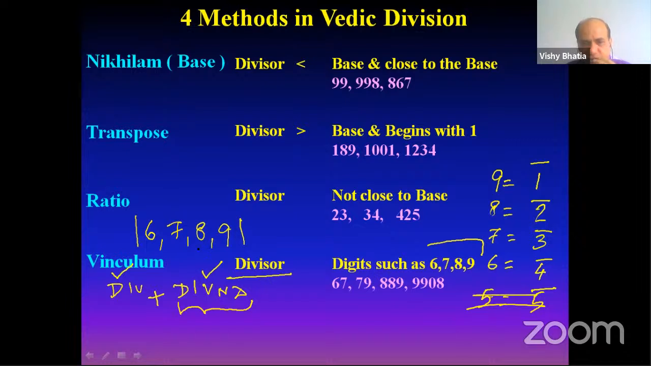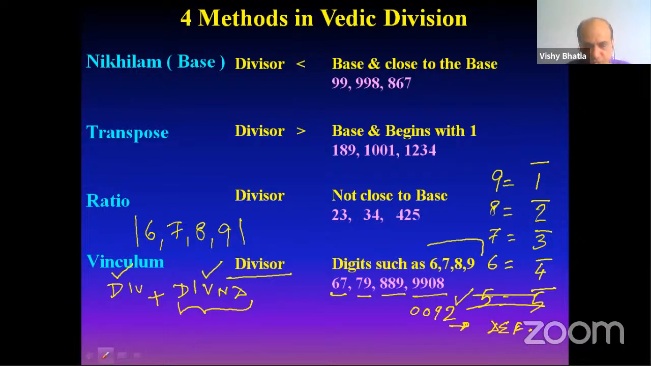When I cover this Vinculum concept, I will also tell you how to vinculumize a normal number, with digits like 67, 79, 889, 9908. Now, 9908, if you look at it, the base is 10,000. 9 minus 9 is 0, 9 minus 9 is 0, 9 minus 0 is 9, and 10 minus 8 is 2. So we can either use the Nikhilam method here because we can easily handle this, or we can convert 9908 into a Vinculum form and then proceed further.